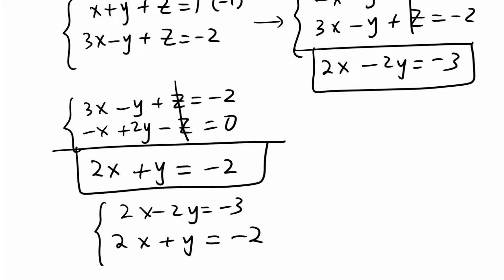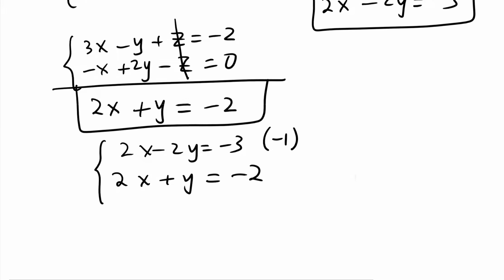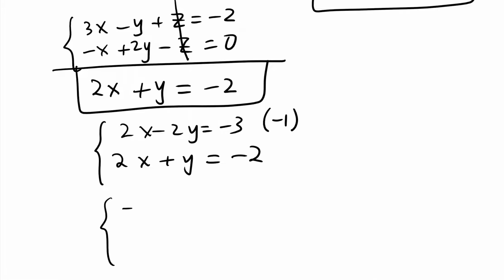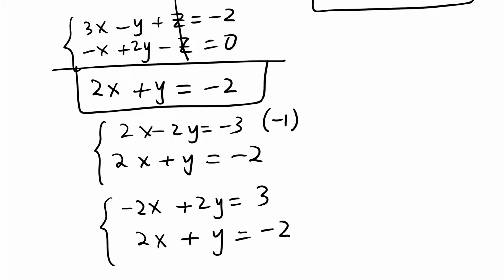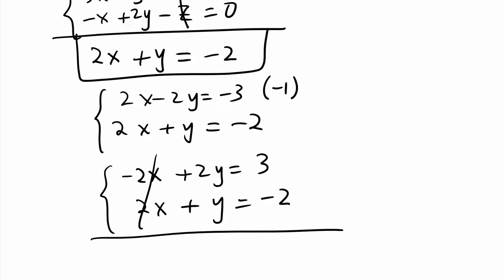Let's say I want to eliminate the x's. So you multiply the top by negative: negative 2x plus 2y equals 3. And 2x plus y equals negative 2. These cancel. 3y is 1. Y is 1/3.